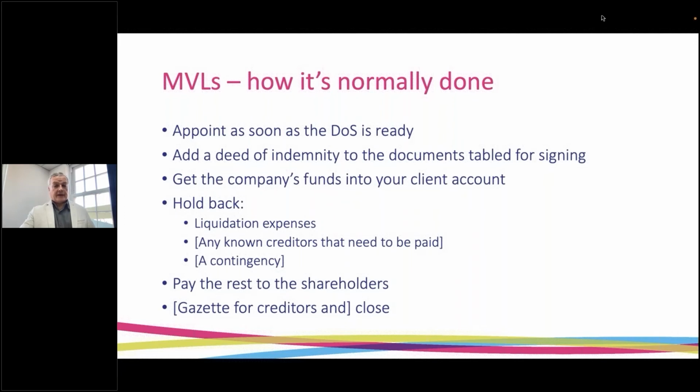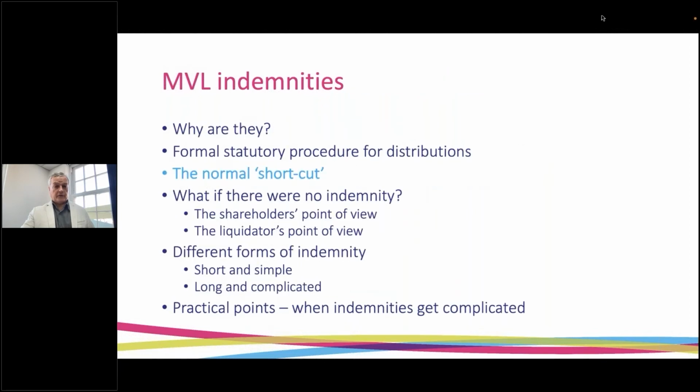And you will hold back, you'll keep in your client account enough to pay the liquidation expenses, enough to pay any creditors that you know about, and you may hold back a sensible contingency as well, and then pay the rest to the shareholders. If you're doing this prudently, whilst doing all of this, you will also gazette for creditors, so that you've got the statutory protection that is granted to you by doing that, and then you will close the liquidation as soon as you can. So that's the normal shortcut.